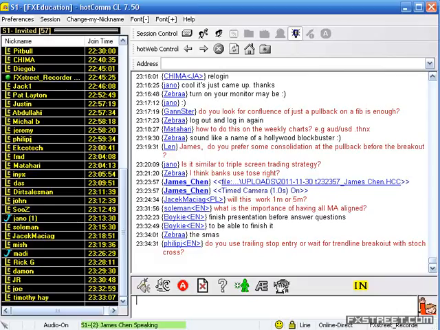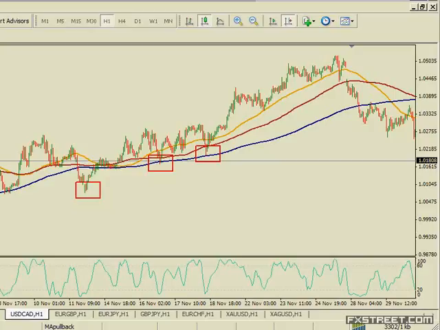Solomon asks, what is the importance of having all the moving averages aligned? That's the correct order of the moving averages. That's just showing you that there's a trend. So number one is trend. You want to see that there is a trend, and when you say all the moving averages are aligned, having the correct order means that there's a trend.